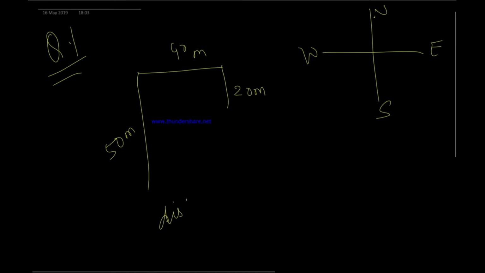So the distance is simply the total distance traveled by him, which is 50 plus 40 plus 20 meters, which gives a final answer of 110 meters. Distance is a scalar quantity, thus we just added these distances. Now we talk about displacement.